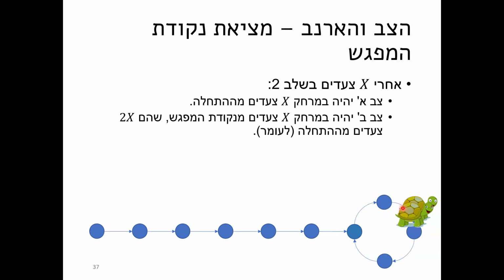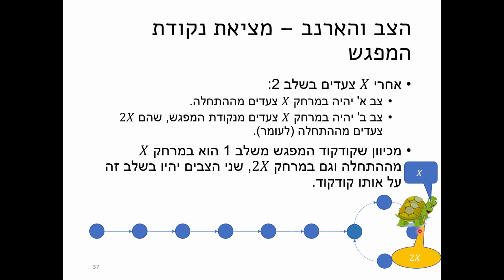So the first turtle does x, gets to here. The second turtle starts here, does x more, and we know that it'll end up here because of the hare. It also did x steps. And therefore, we know that they meet because this is also x and also 2x, right? So if the first turtle does x steps, the second turtle does 2x because it did x before the second stage, and then the second stage does another x, 2x. They meet at the same element, at the same node.